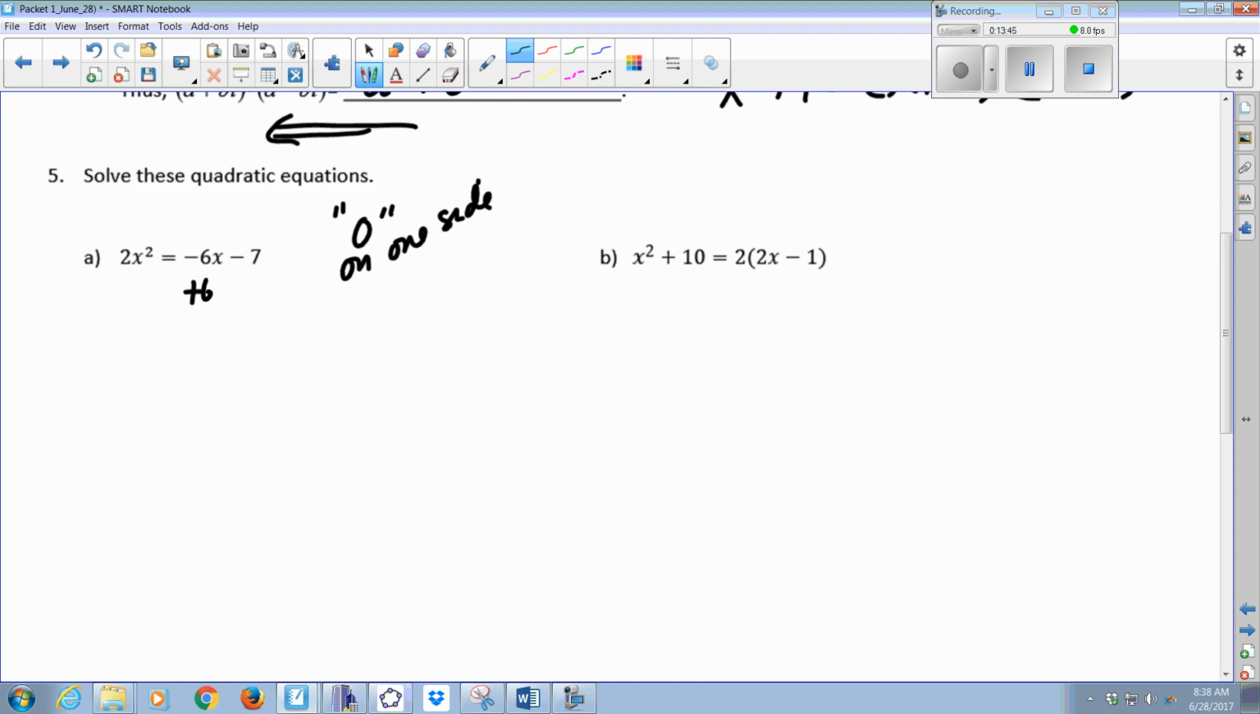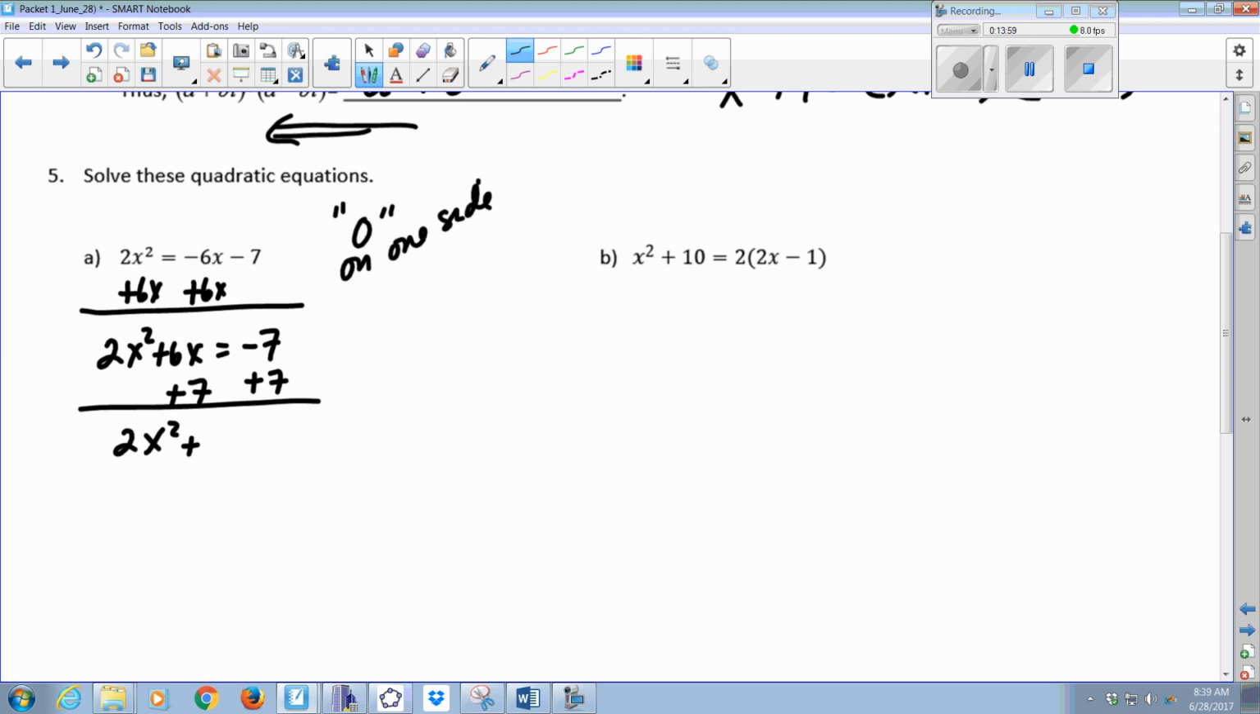I'm going to add 6x to both sides. I get 2x squared plus 6x equals negative 7. And then I'm going to add 7 to both sides. Okay, so now I have my quadratic equation in standard form, or your book calls it general form, and now I can solve it.